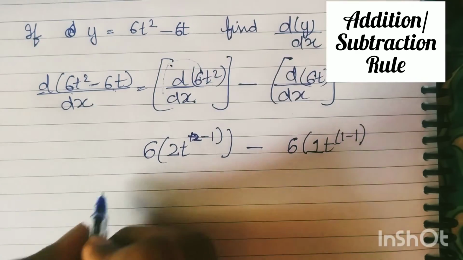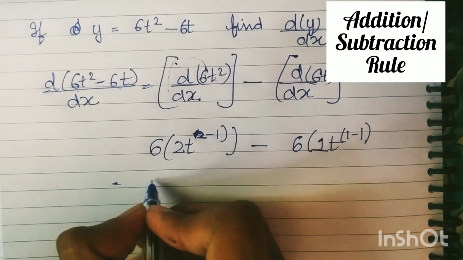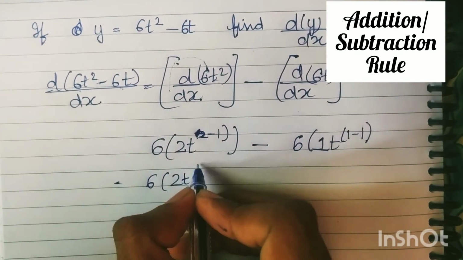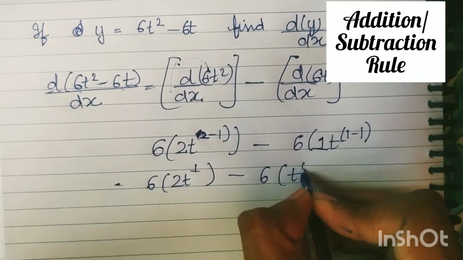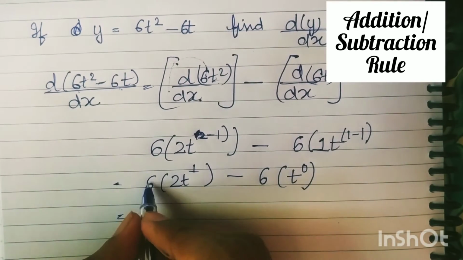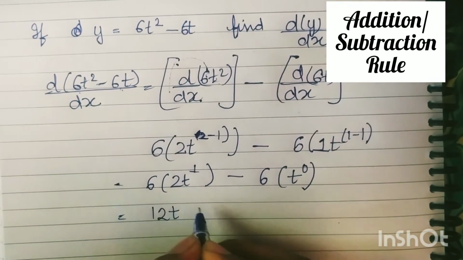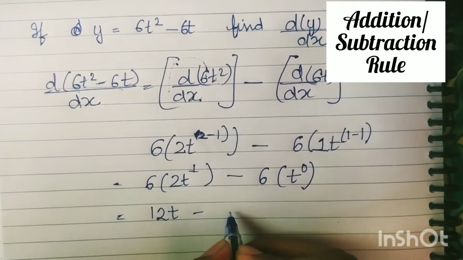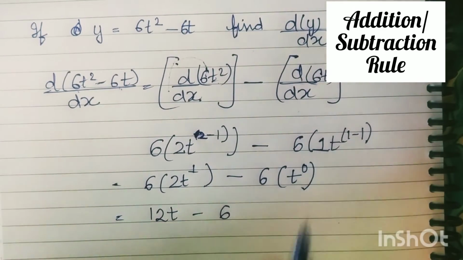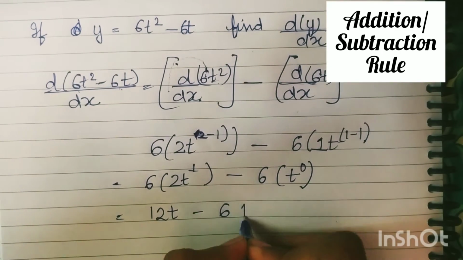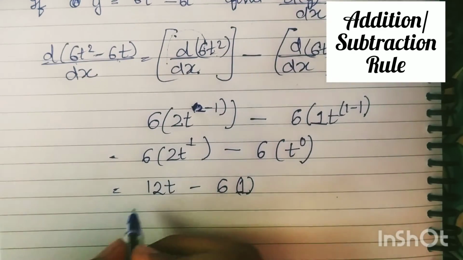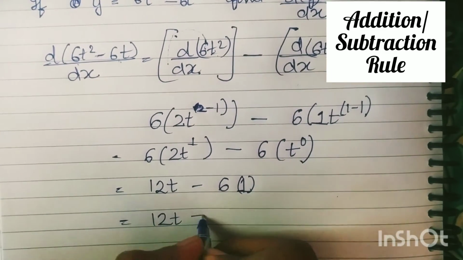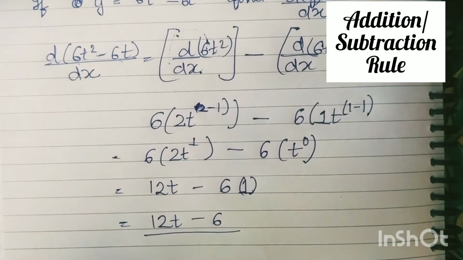We have written this. The next step will be 6 times 2t, 2 minus 1 is 1, minus 6t raised to the power of 0. Next, multiply: 12t raised to the power of 1 has no meaning, and 6t raised to the power of 0 means what? 1. You remember from the law of exponents, something raised to the power of 0 is 1 itself. So our next step is 12t minus 6. So this is the required answer. I hope that you do not have any problem in this.